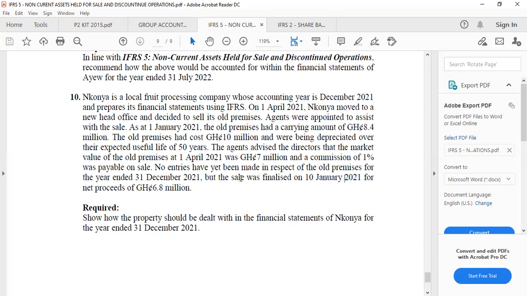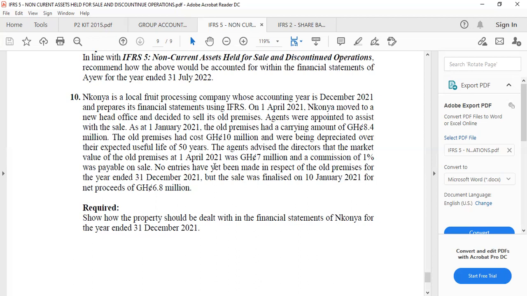But the sale was finalized on January 2022. Yeah, I was confused. Are you the one who typed it wrongly? I have the original question. Yeah, I'm the one who typed the question wrongly. I used to type them myself, and it's not easy.